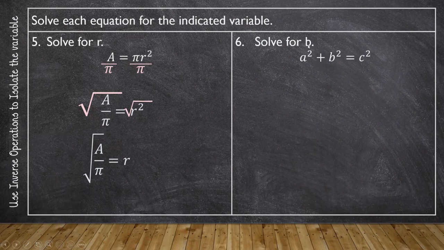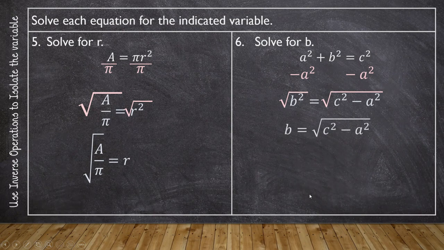In number 6, we're being asked to solve for b. So we're adding a squared to b squared. So first, let's get rid of the addition. So I'm going to subtract a squared from both sides. So that leaves us with b squared equals c squared minus a squared. So b is not quite by itself yet. It's being squared. The inverse operation of square power is square root. So we take the square root of both sides. So on this side, that square power and square root cancel each other out. So we get b equals the square root of c squared minus a squared.